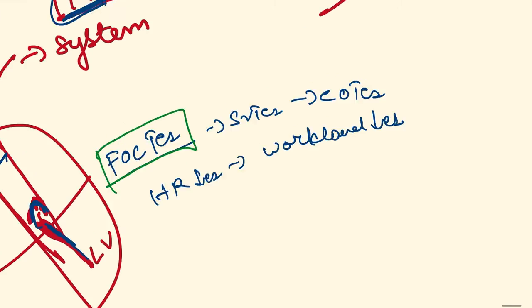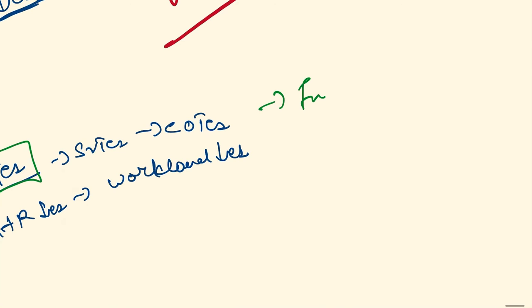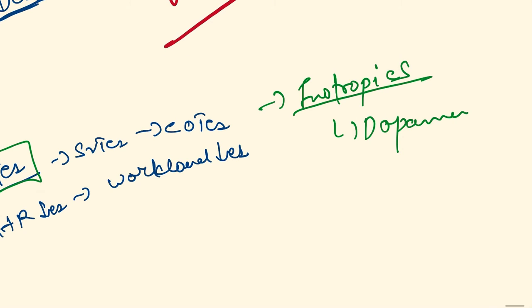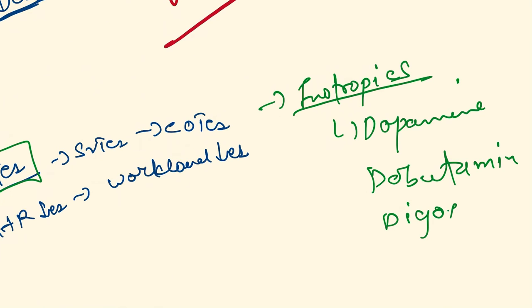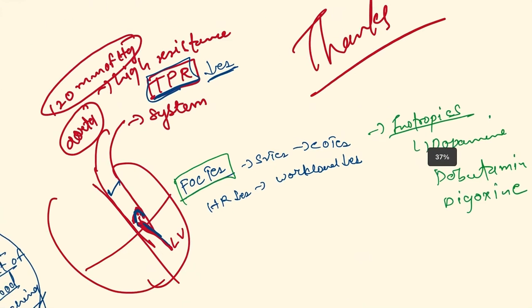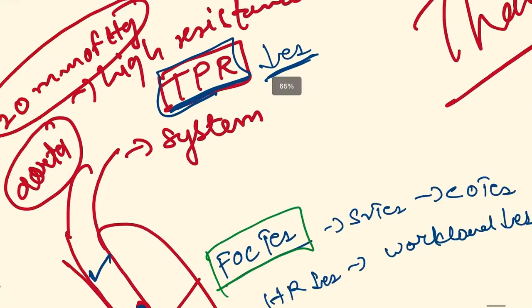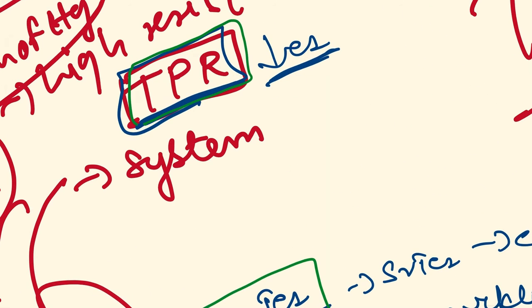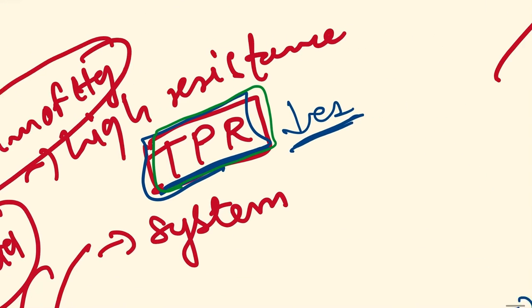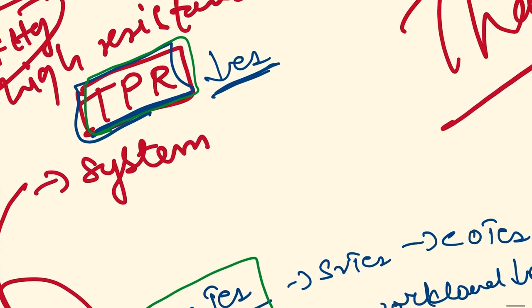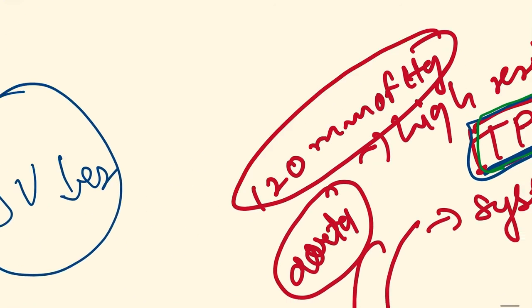Then we can increase the force of contraction by giving the patient inotropics. So what are the inotropics that can be used? We can use dopamine, dobutamine, digoxin, etc. Then we can decrease the total peripheral resistance. But how can we decrease it? For that you need to understand how this total peripheral resistance develops.